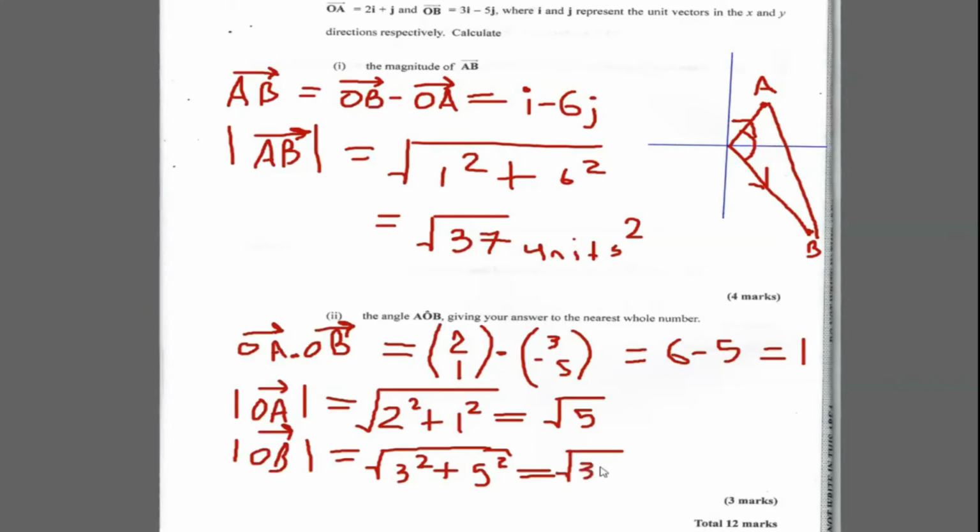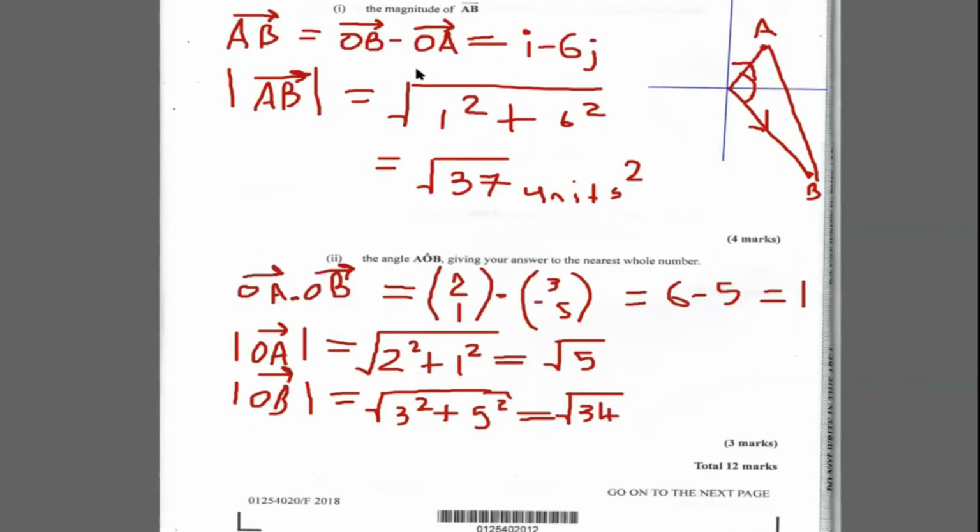And so now we're ready to find angle AOB. Angle AOB is equal to cosine inverse of OA dot OB over the norm of A times the norm of B. So it's equal to 1 divided by the norm of A times the norm of B. The norm of A times the norm of B is the square root of 5 times 34, since we can join two surds as one.